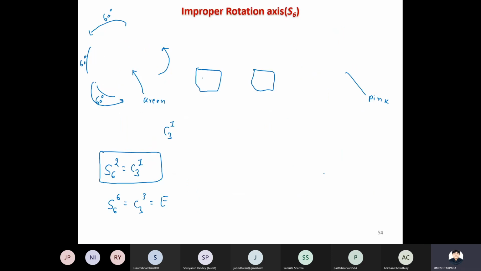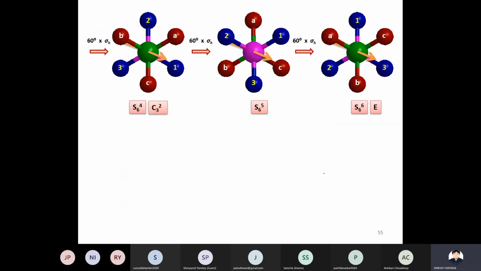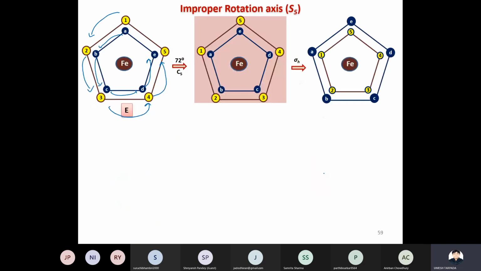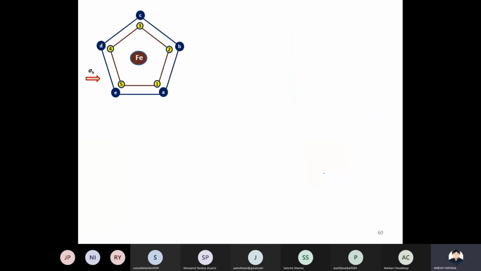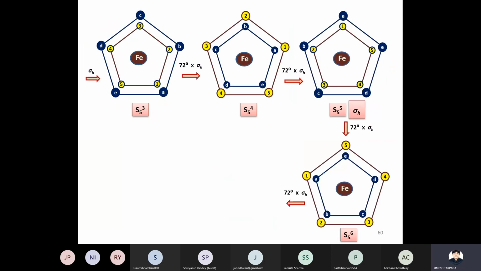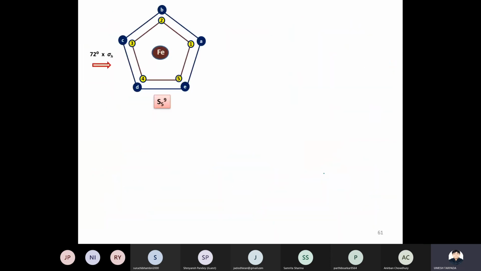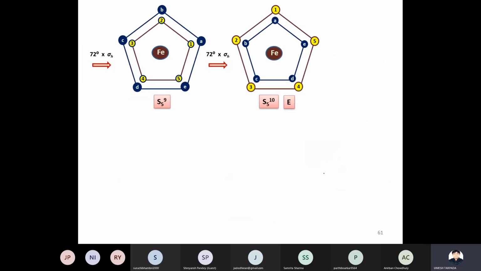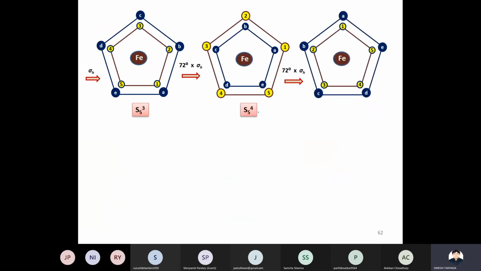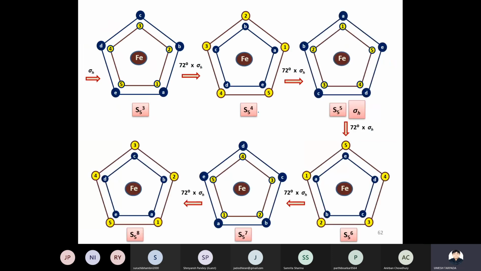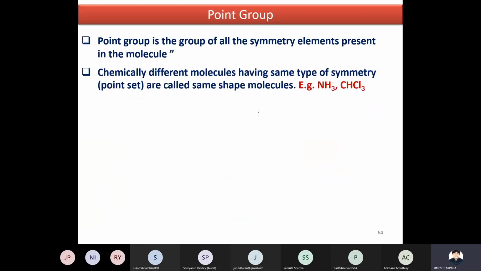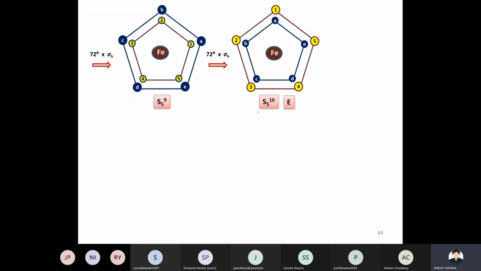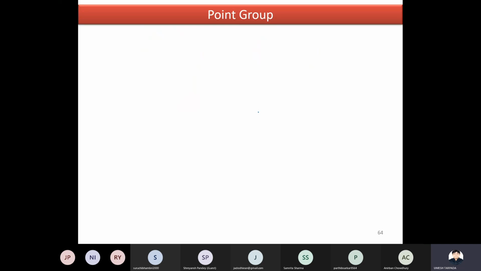10 आएगा. Yes, 10 will give you equivalent structure, or you can say C5 raised to 5 is equal to E. So in this case, S5 raised to, you can go for 10 times rotation. 7, 8, 9 and 10 times. 10 times rotation gives you structure E, or you can say C5 raised to 5 is equal to E. So this is about alternate rotation axis.